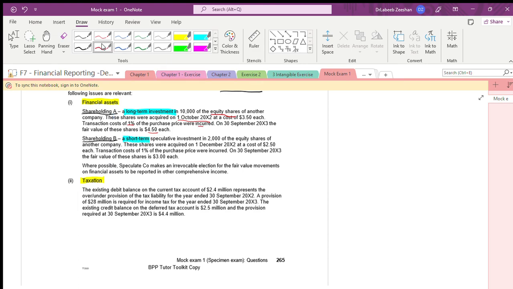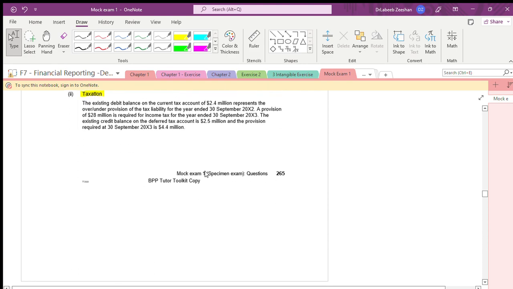Of 2,000 equity shares of the company, acquired on 1st of December at 2.5. Transaction cost is 1%, and the fair value is 3. Where possible, speculate, make an irrevocable election of fair value. Is it right? Means we have to take fair value on financial assets to be reported in other comprehensive income. Fine, good.